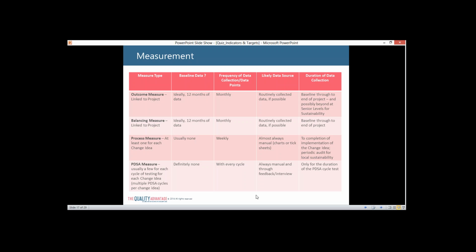It's collected with every cycle, and they change by cycle because we have a different purpose for every cycle. It's always manual, and it's collected generally through feedback and interview, sometimes a tick sheet, and it's only done for the duration of that specific PDSA cycle. Hopefully this will be helpful to look back at as you're doing quality improvement projects, just to remind yourself about the frequency and the duration for data collection.